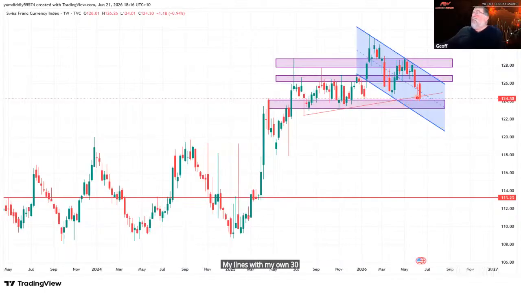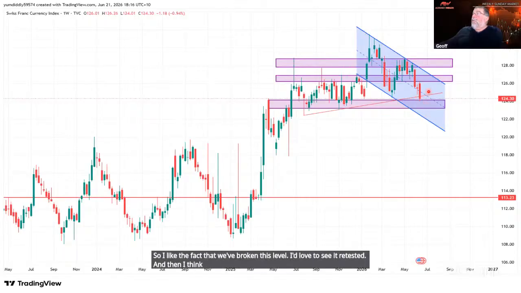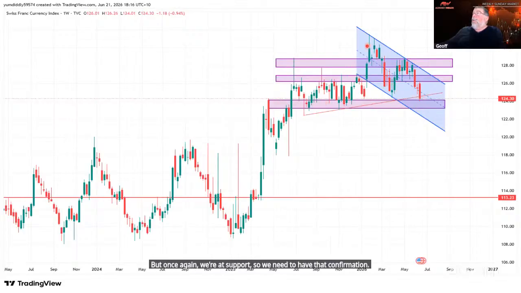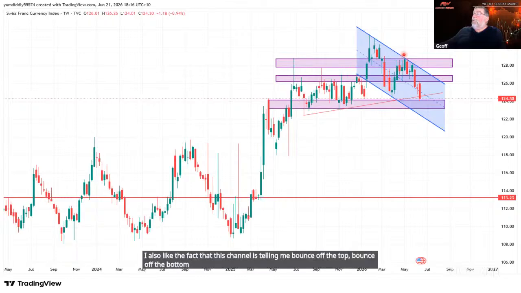Sorry. So I like the fact that we've broken this level. I'd love to see it retested. And then I think there's a short Swissy potentially coming up. But once again, we're at support, so we need to have that confirmation. I also like the fact that this channel is telling me bounce off the top, bounce off the bottom, bounce off the top. So I expect this to go back to the bottom at some stage.